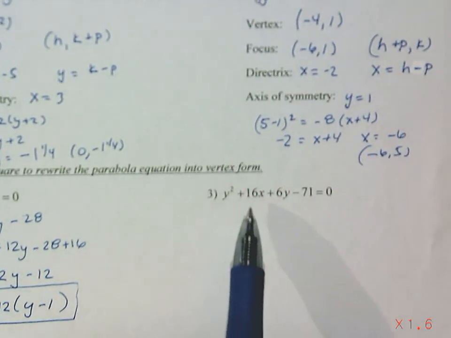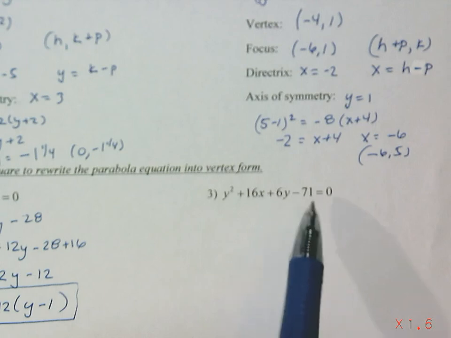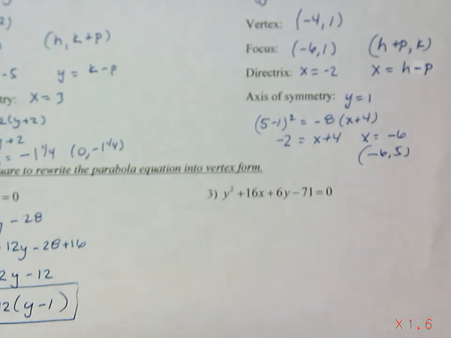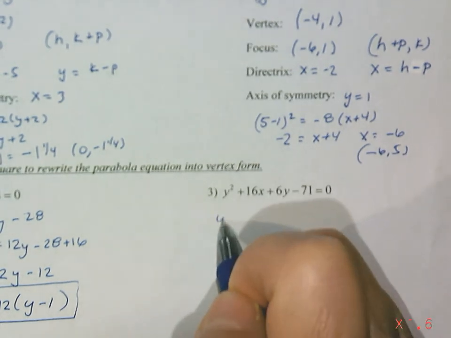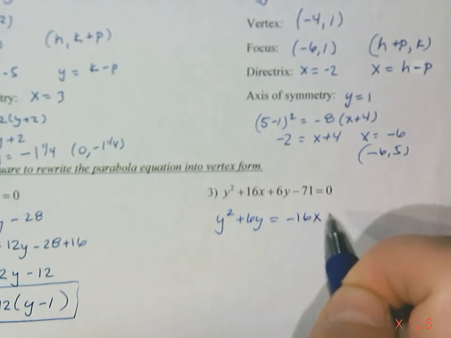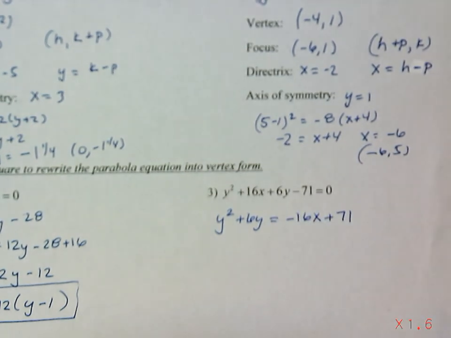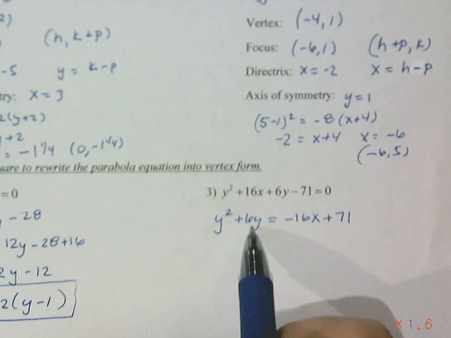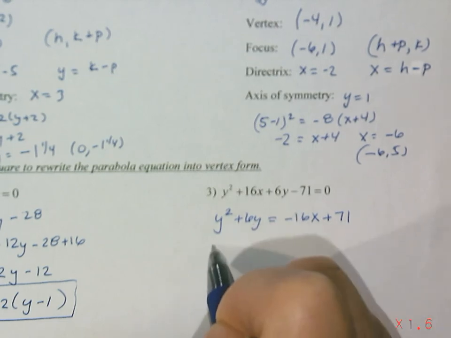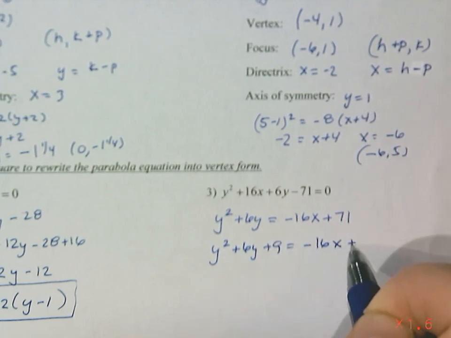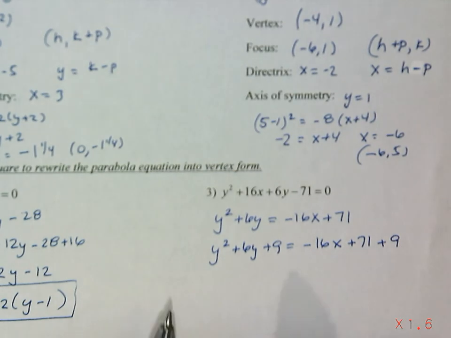Okay, I've got y squared plus 16x plus 6y minus 71 equals 0. My term that is squared is the y. So that means I want to get the y's together and move everything else to the other side of the equal sign. So I'm going to have y squared plus 6y equals negative 16x plus 71. This is the part that I want to complete the square. So half of 6 is 3, and when you square 3 you get 9. So I have y squared plus 6y plus 9 equals negative 16x plus 71 plus 9.